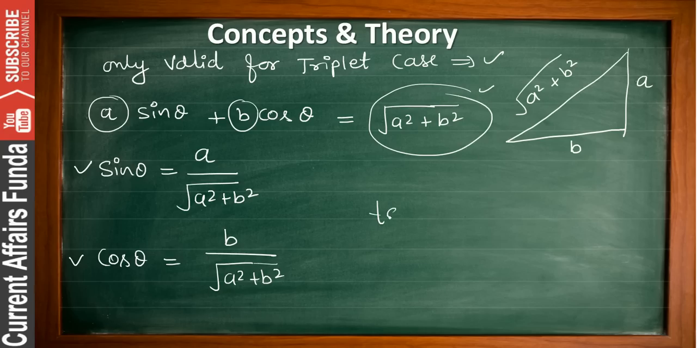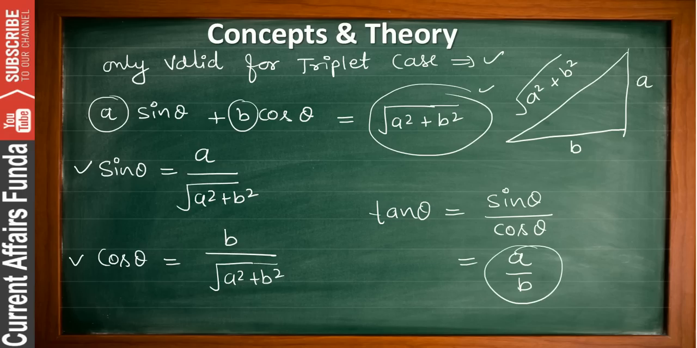And friends, from here we can also find out tan theta. Tan theta equals sin theta divided by cos theta. So if you divide A divided by this one by B divided by this one, this value will cancel out, and you will ultimately get A divided by B here. So friends, kindly note down these important identities, these are valid only for the triplet cases.